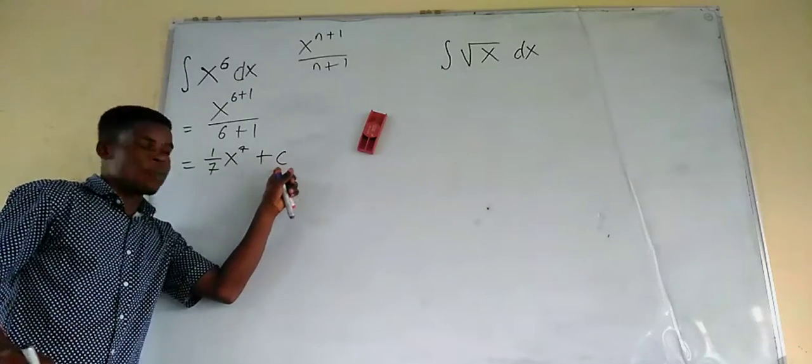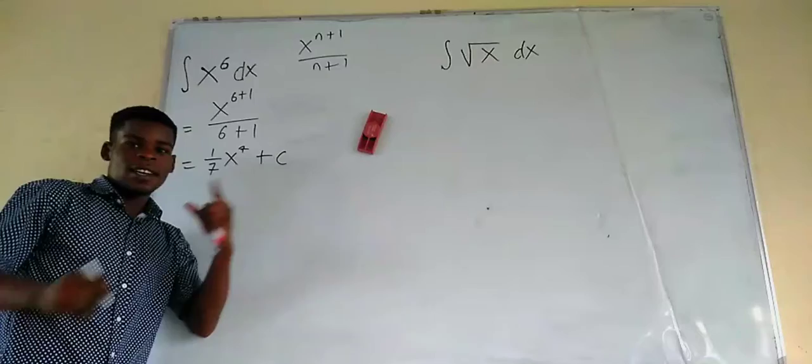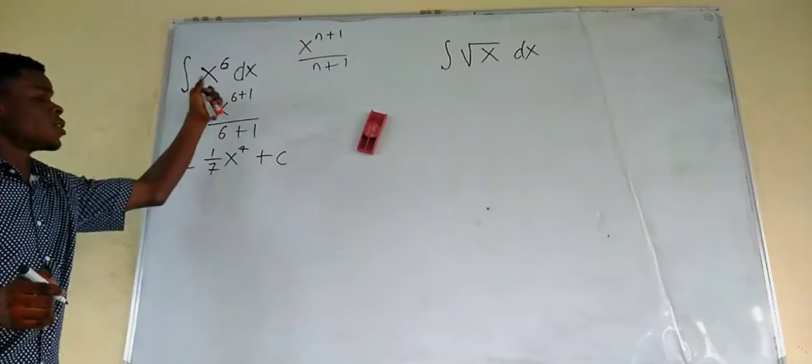Always endeavor to add plus c, which shows an arbitrary constant. It is just like that. So like this is the integral of x to the power 6.